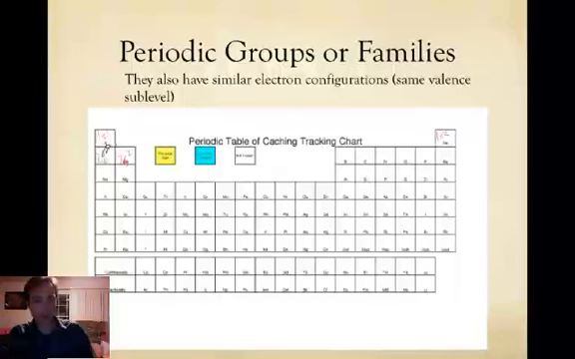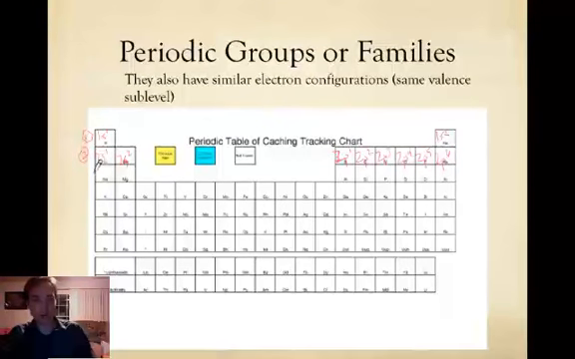Now, if we remember our sequence, after 2s, we go to 2p. So as we add another electron, we're going to go to 2p1. We add another electron, this is 2p2. Nitrogen will be 2p3. Oxygen will be 2p4. Fluorine will be 2p5. And neon will be 2p6. Okay, so first row, we did the second row. Now we're going to do the third row.